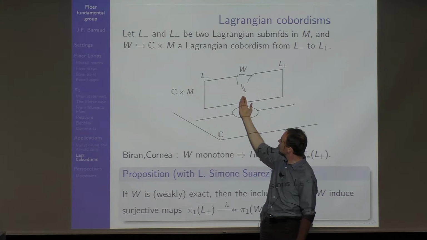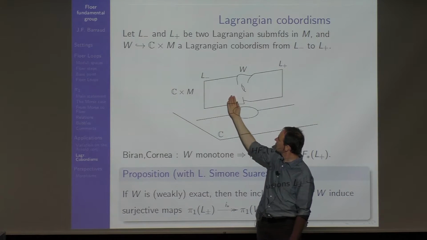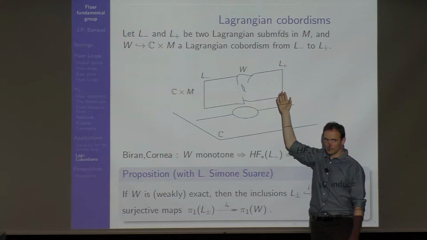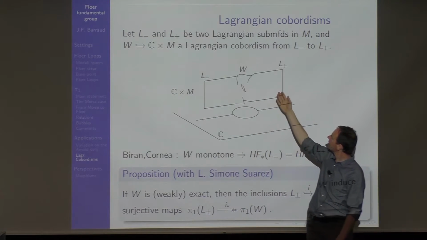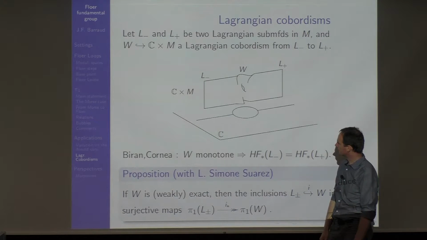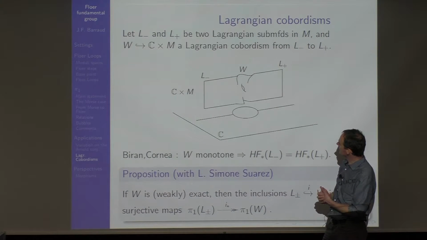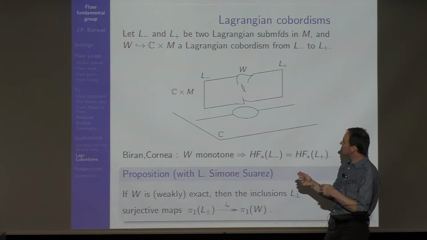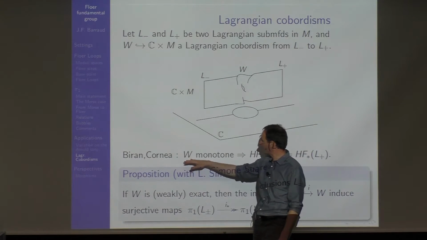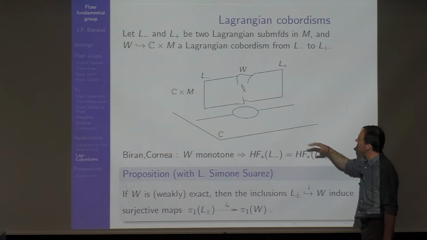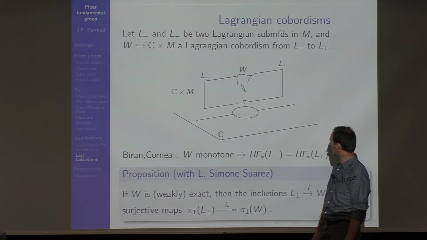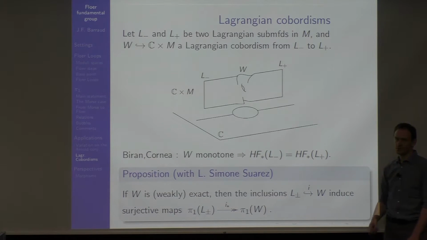the cobordism projects to the real line, and above the real line it's trivial, it's just the first Lagrangian times R, and above the positive reals, it's also a product. And you can ask how L minus and L plus symplectic invariants are related. And Biran and Cornea prove that in the monotone case, the Floer homologies are the same.